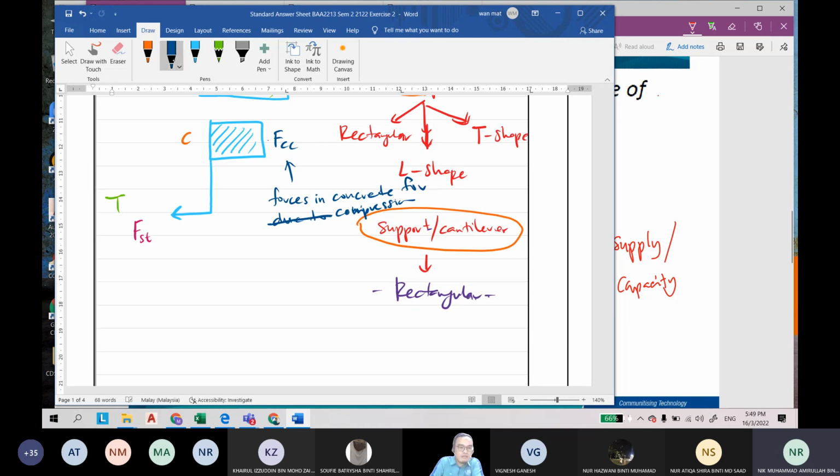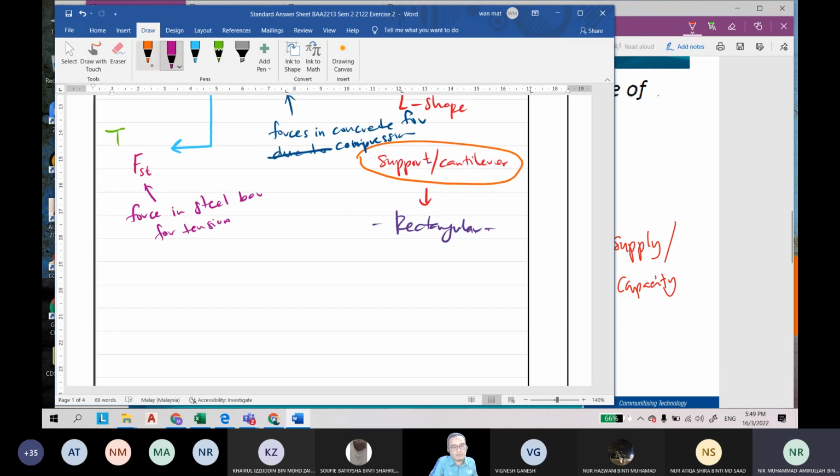And FST is the forces in steel bar for tension. You must remember this first. If you keep pressure in mind, recall back your physics from school time. Pressure is equal to forces divided by area, right? So to get F, it is pressure times the area.